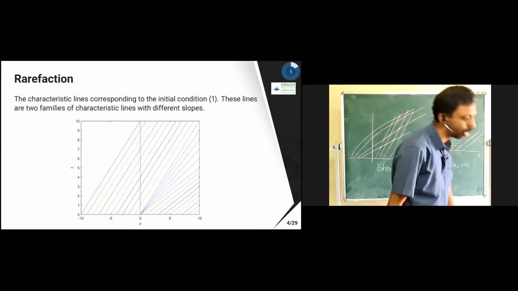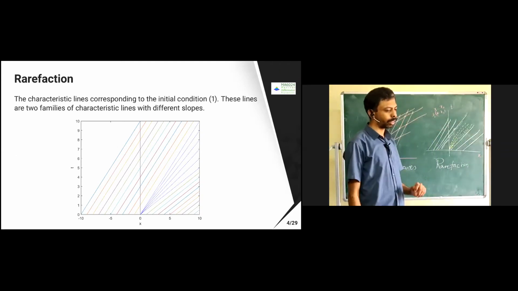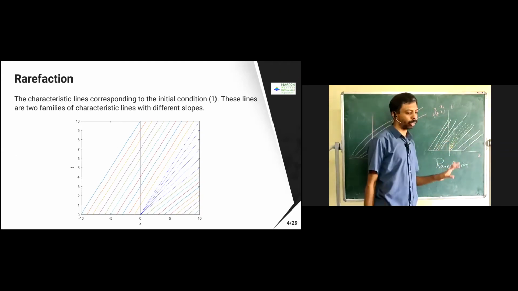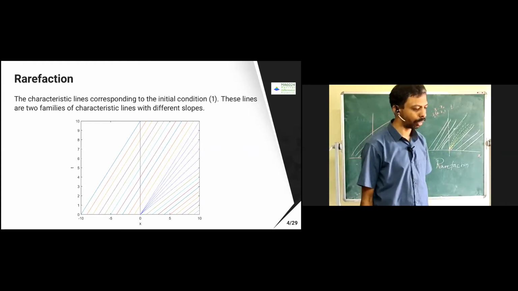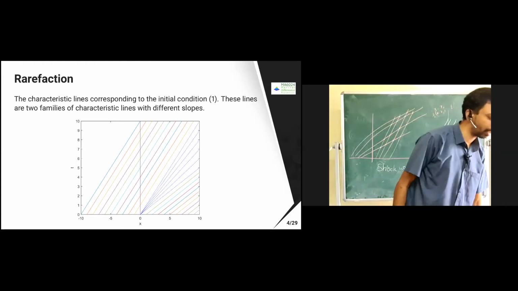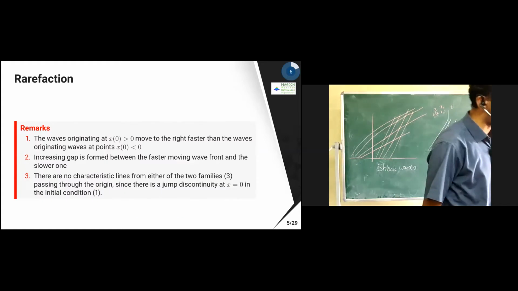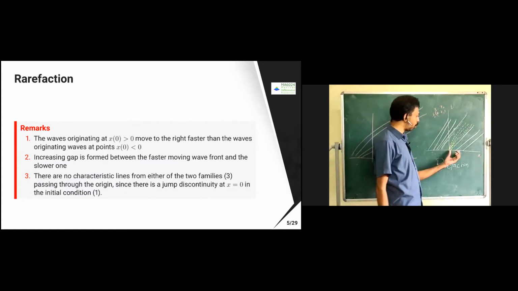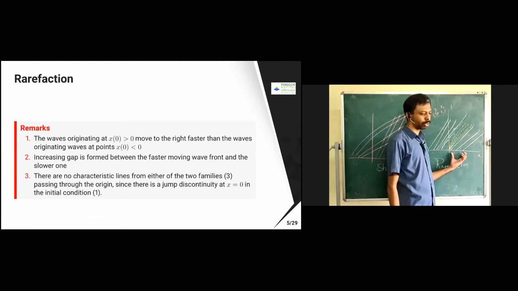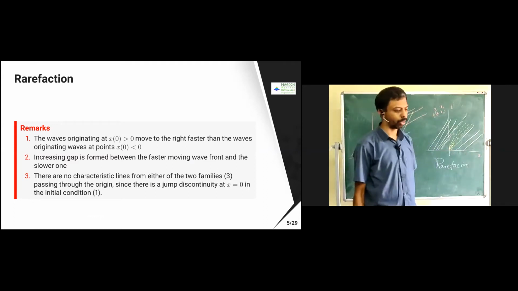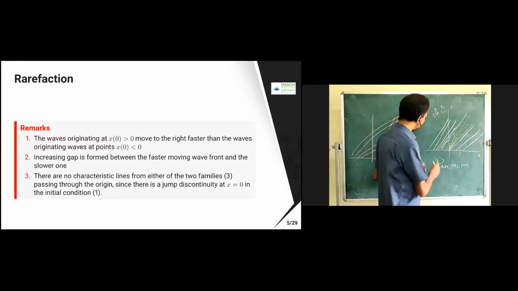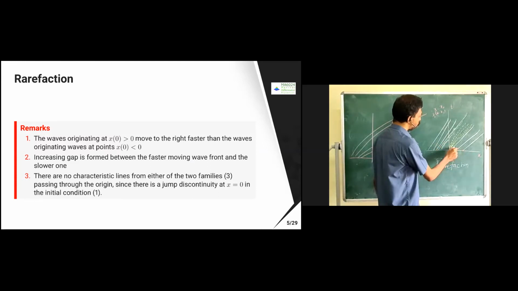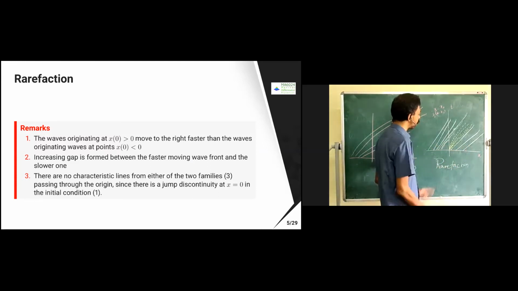So these are the lines, the characteristic lines corresponding to the initial condition. Two families of characteristic lines we are getting, with different slopes. What is it telling us? The waves originating from x of 0 greater than 0 move right faster. For example, this one corresponds to this one, and this one corresponds to this one, like this.